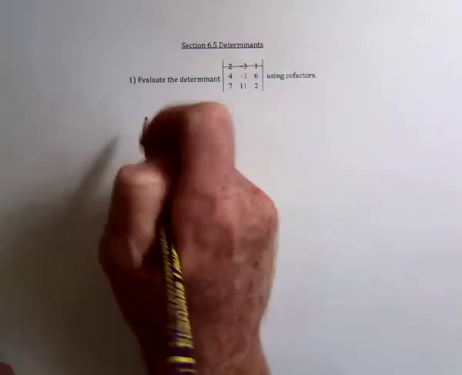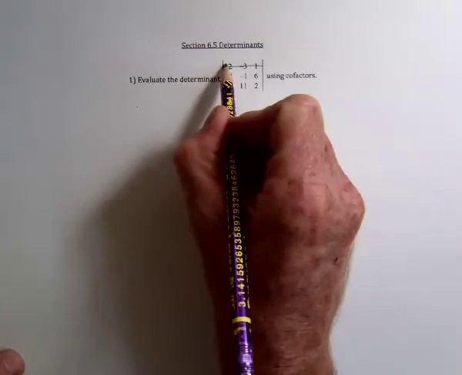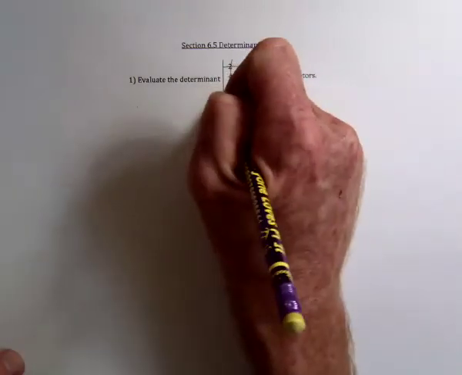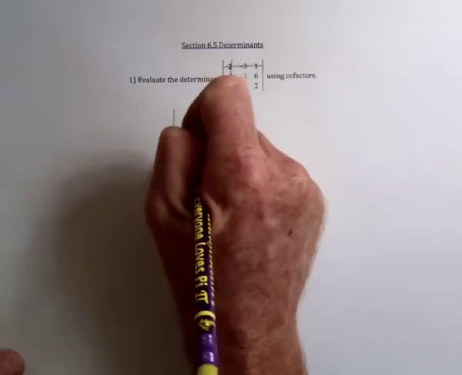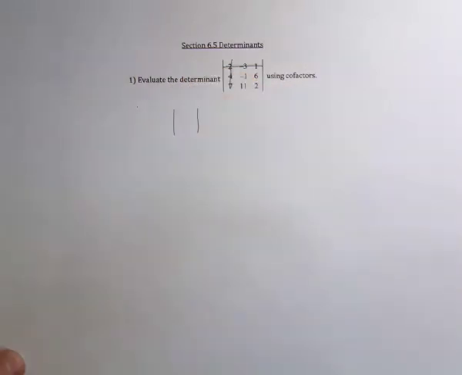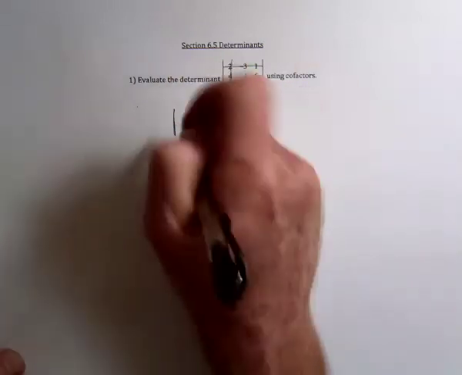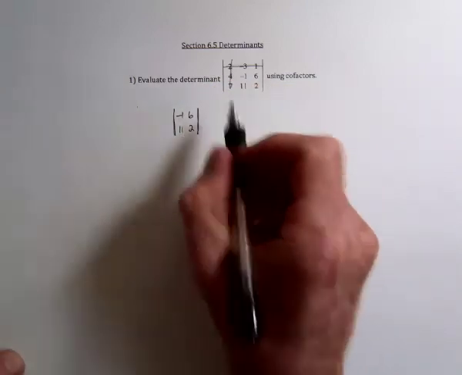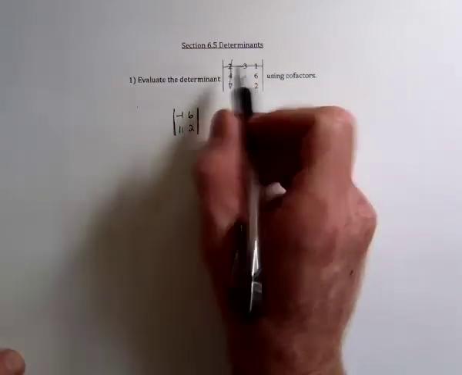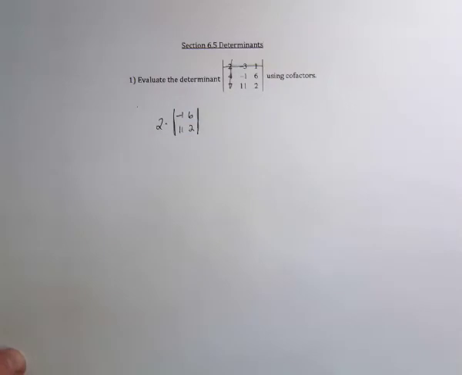So we're going to have, when we cross out this row and this column, this 2 by 2 determinant. So -1, 6, 11, and 2. And then the number that we crossed out, that's used in front as a coefficient. So 2 times that 2 by 2 determinant.